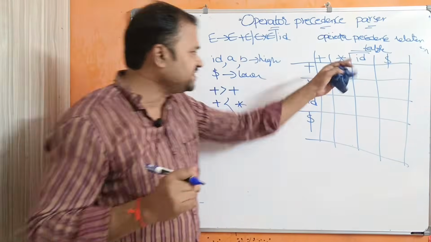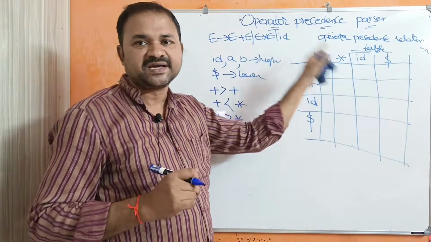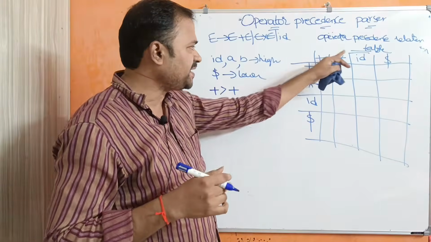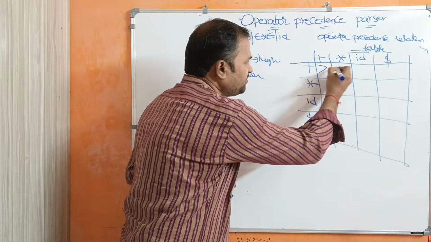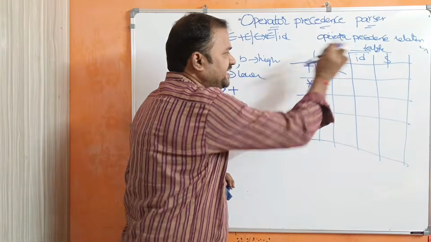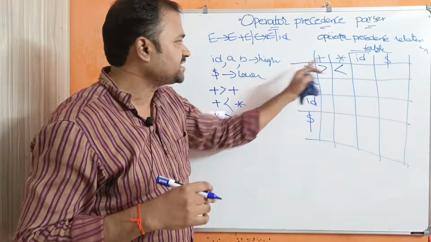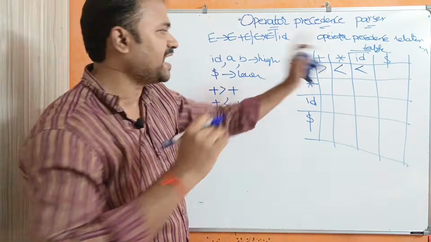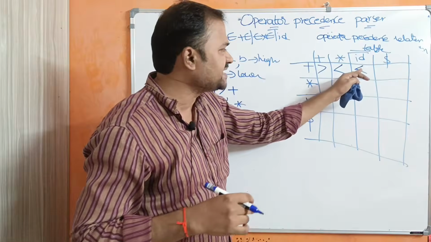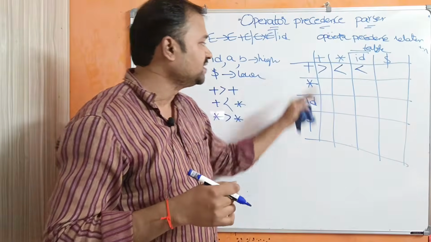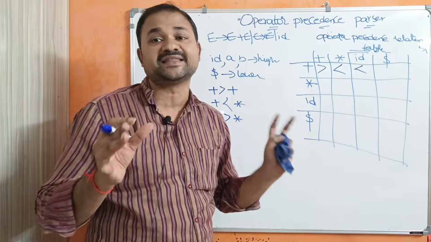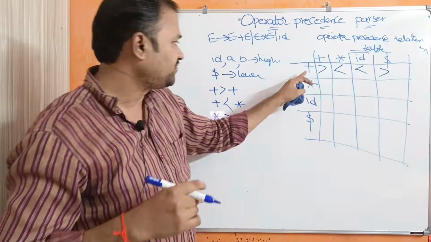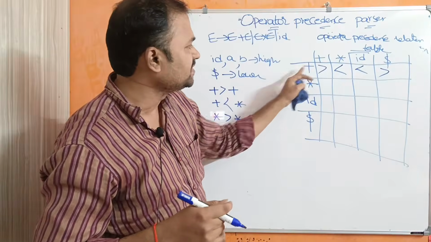Now let us fill the table. Plus plus means give more priority to the left plus. So left plus has higher priority. Next, plus star means star has higher priority. So we have to use what? Less than symbol. So plus has less priority than star. Next, plus and ID. ID has higher priority than any other operator. So we have to use less than. So less than specifies that plus has less priority than ID. Next, plus dollar. Dollar has least priority than any other operator. So which symbol we have to use? Greater than. So plus is greater than dollar. First one, plus is greater than plus, plus is less than star, plus is less than ID.